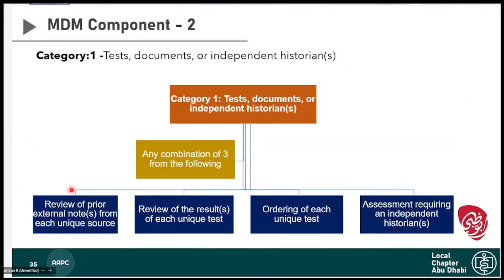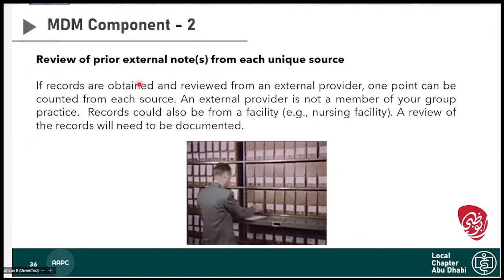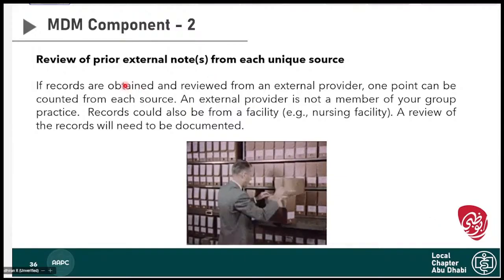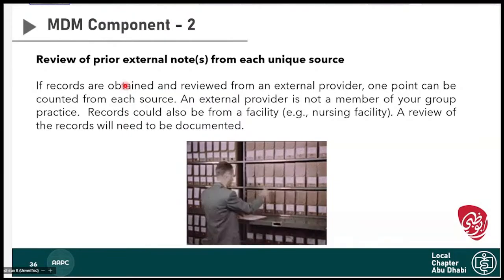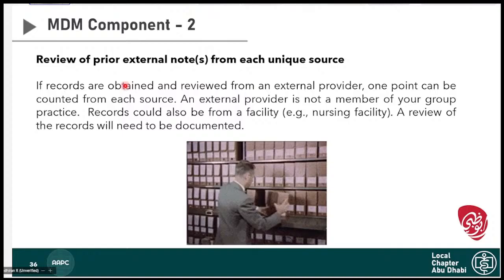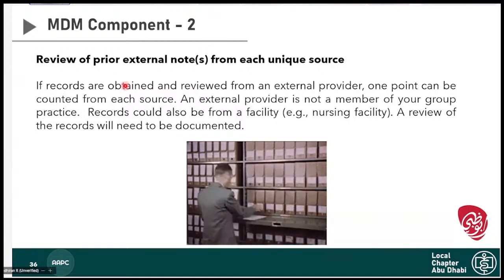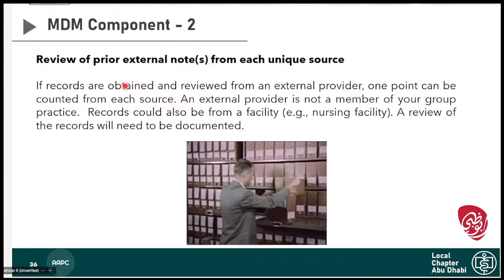Here, what points are required: a review of prior external notes from each unique source, a review of results from each unique test, ordering of each unique test, and assessment requiring an independent historian. We'll discuss one by one. First point, a review of prior external notes from each unique source. This means the notes are from different specialty providers. For example, our provider is a primary care physician. The patient came with complaints of diabetes mellitus. The patient was already treated for the condition by an endocrinologist or some other specialist, and our provider reviews the prior documents of the endocrinologist. Then we can give the point here for prior external notes review.